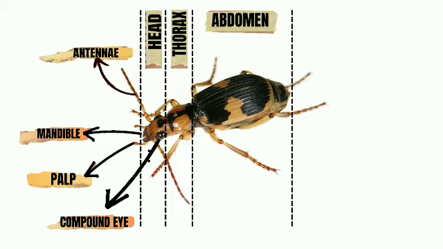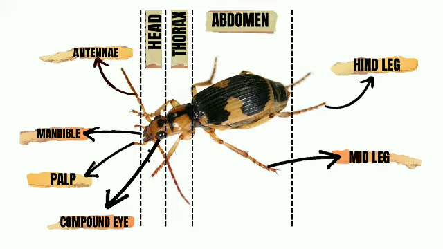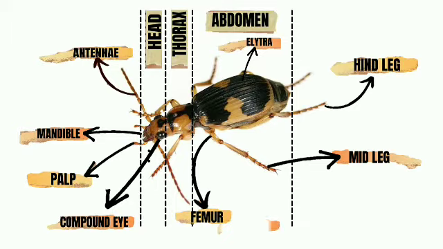Just so you know, the mandible and the palp actually play the same role, which is to handle their food. Next, for the thorax part, the front legs are situated there, while the elytra, mid leg, and hind leg are located at the abdomen part. For your information, Bombardier beetles need to take some time to fly as their wings are kept below their elytra, and also please take note that every leg has three compartments, which are femur, tibia, and tarsus.